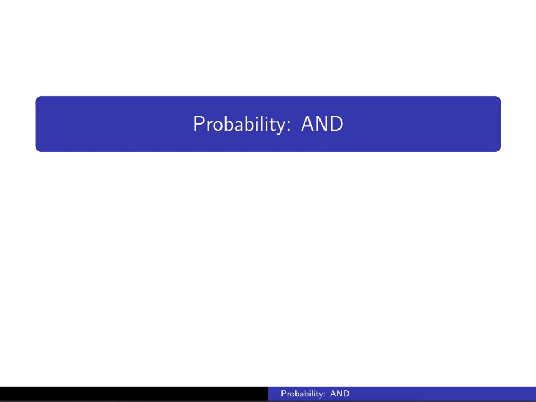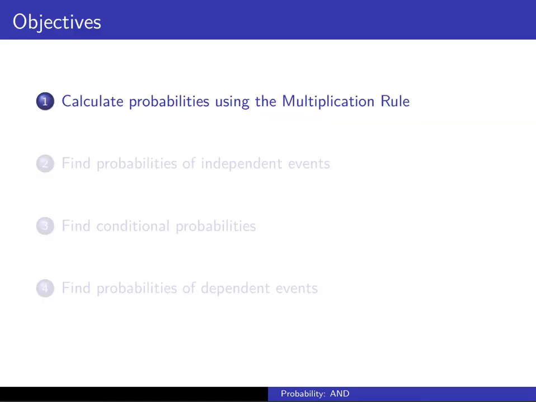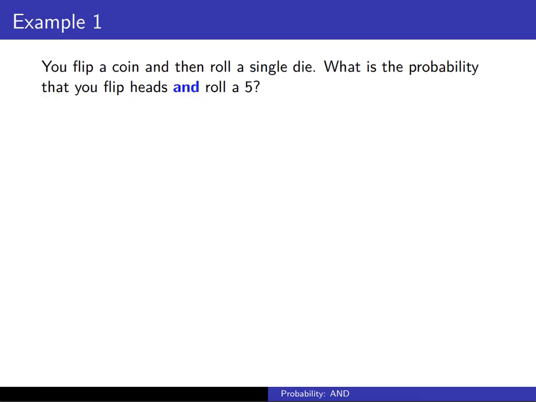So in this video we're going to look at our introduction to finding probabilities of events that involve the word "and," such as the probability of one event happening and then another. So we're going to look at, in this video, calculating probabilities using what is known as the multiplication rule. So let's just go ahead and start with an example. It'll best help us to ease into the multiplication rule.